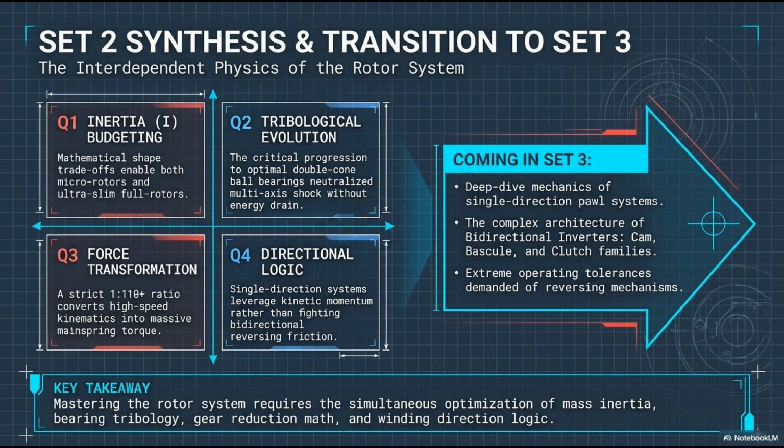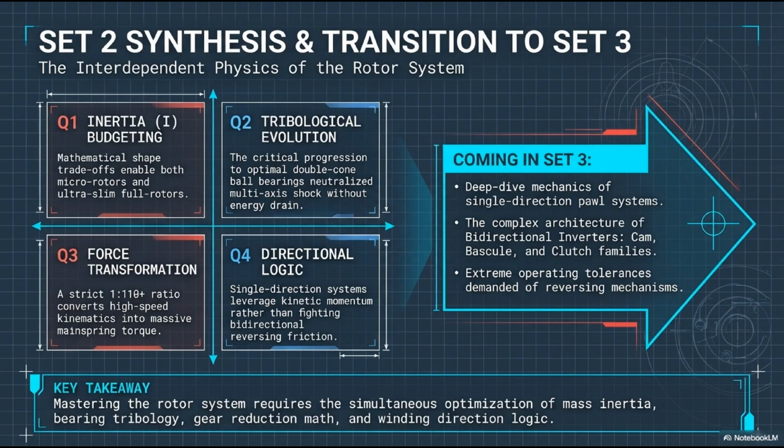Q1. Inertia budgeting. We learned how mathematical shape trade-offs and exotic dense materials enable engineers to design both hidden microrotors and ultra-slim full rotors that deliver equal power. Q2. Tribological evolution. We traced the critical historical progression from fragile, dragging locking clips to the optimal, double-cone ball bearings that neutralized multi-axis shock without bleeding energy.